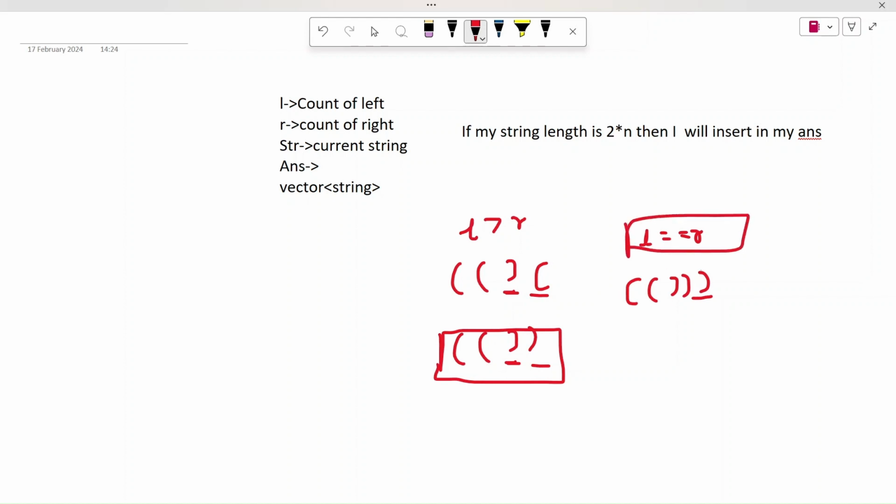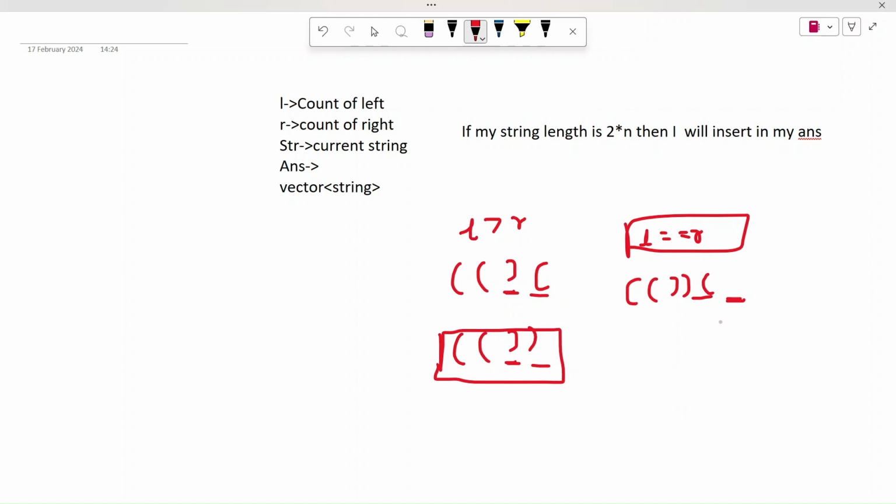This is my second observation. If my L equals R, I have only one option. What is that option? I will always insert left. Okay, so here I will always insert left. Let's say my n is equal to 3. Okay, now see one thing.